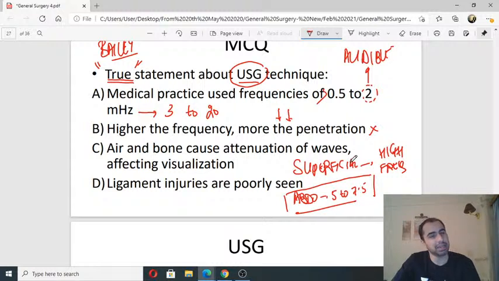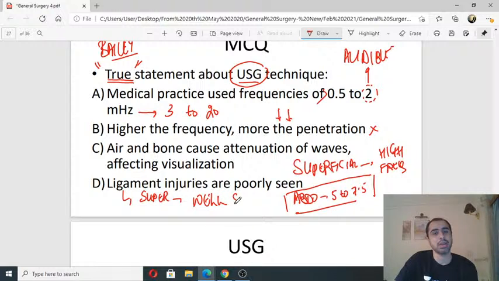For superficial structures, high frequencies of 7.5, 10, up to 15 can be used. For abdominal imaging, where I want to go in depth, low frequency. Ligament injuries are poorly seen? This is absolutely wrong. All superficial injuries are well seen. That does not mean it's better than MRI. It's not better than MRI, but superficial and soft tissue injuries are well seen.